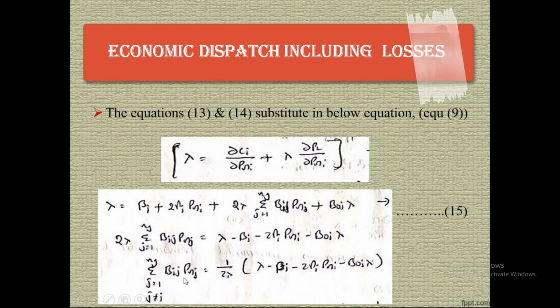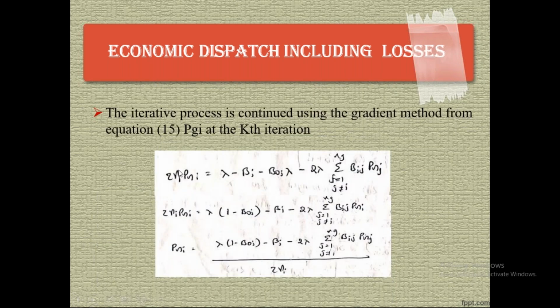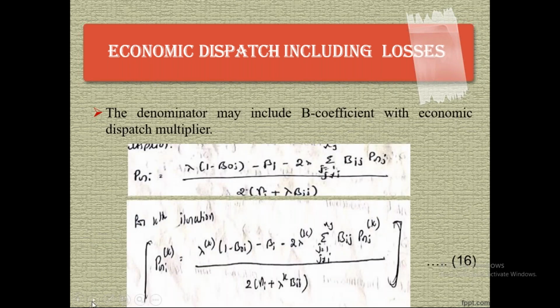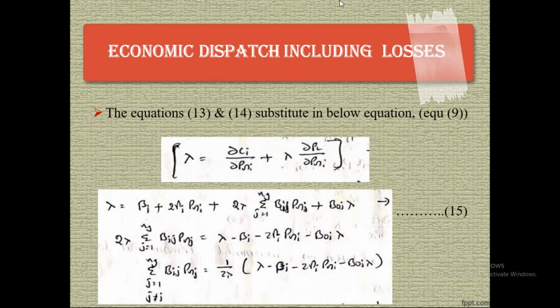Here J is not equal to I. Why? If we are using I as one plant, the second plant should be J, so we are not taking the two plants as the same. That is the condition I am considering here: J is not equal to I, and this is equation 15. Now from this equation I just want to find PGi. Where is PGi here? PJ here. So I want to find this PJ value. That's why I'm deriving this equation.